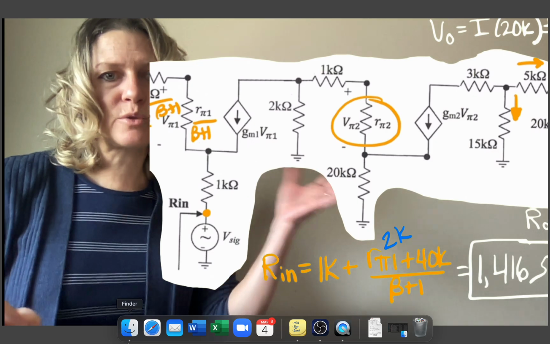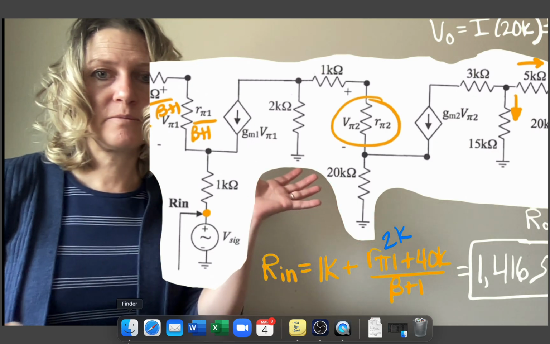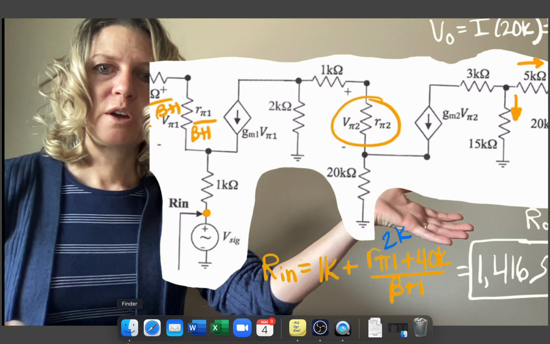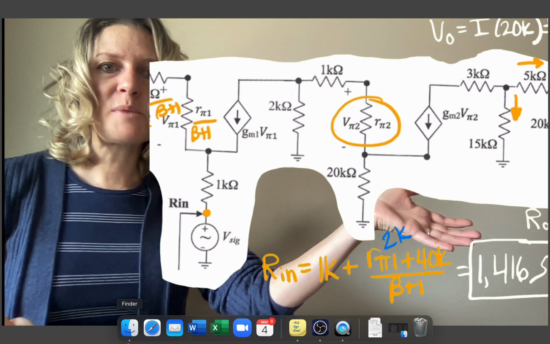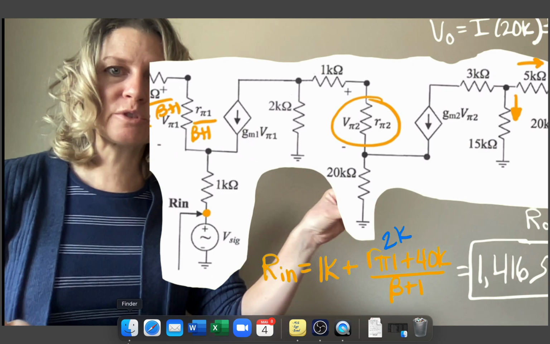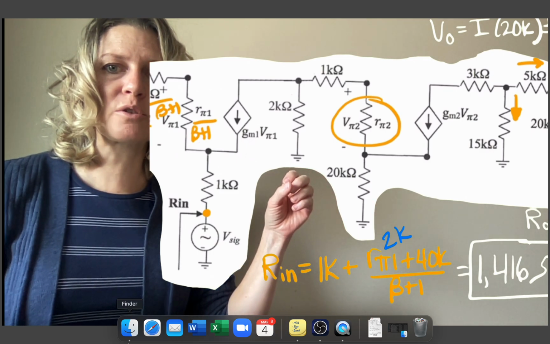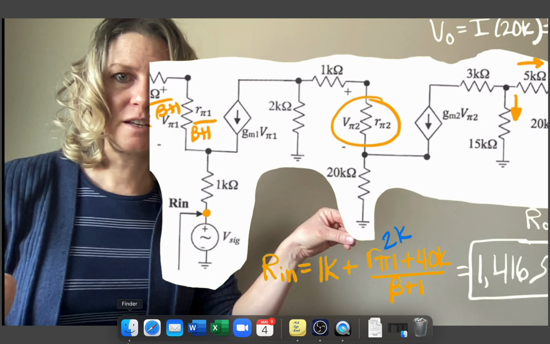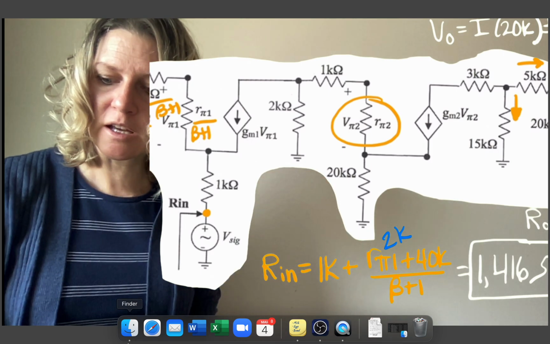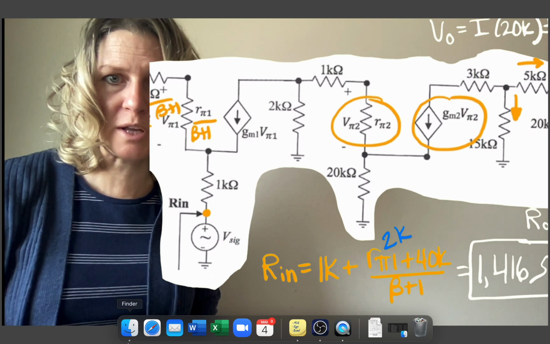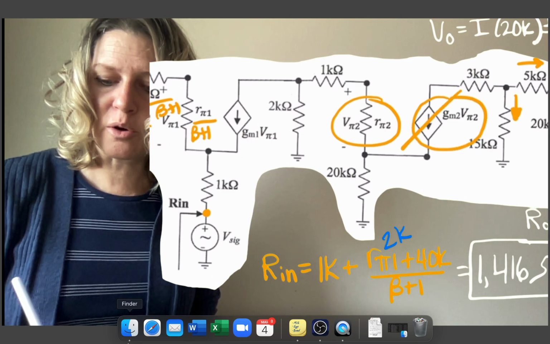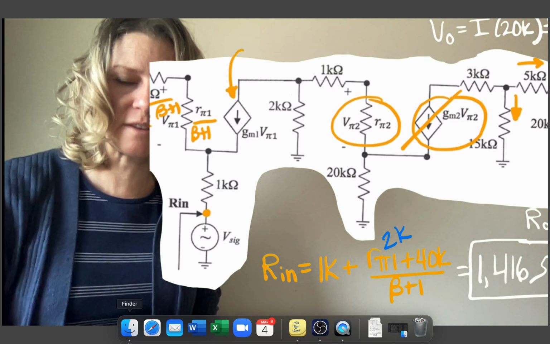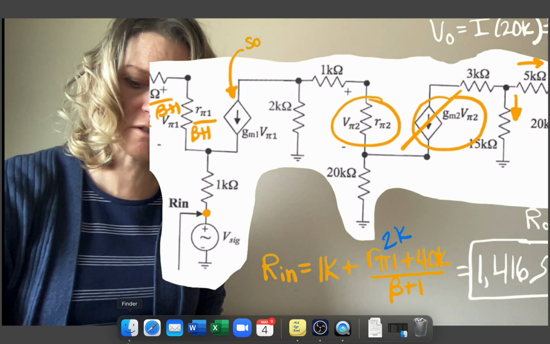And I have two sources. I have the GM1 V pi 1, and I also have that GM2 V pi 2. So again, I mentioned in class that I would use a rule of thumb, that you're going to remove the dependency of the transistor that you're looking at. So that would mean that I want to ignore this one. And so I'm going to look at the other one as my source. So that means that this would be my source location.